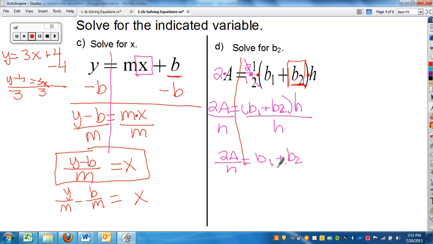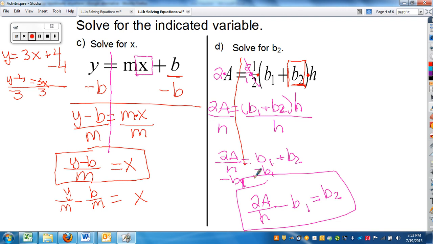Alright, so lastly, I need to move the B1 because I want to leave B2 alone. Adding is in between, so I'm going to subtract by B1. So I have 2A over H minus B1, so 1 here, equals B2.